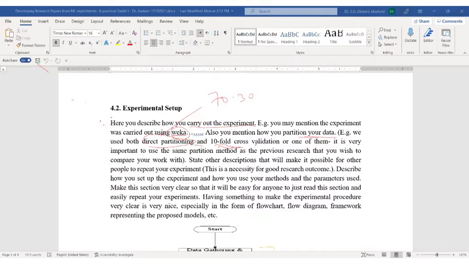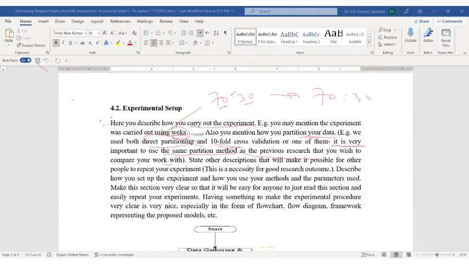Now, I mentioned something here, especially if someone published earlier than you: it is very important to use the same partition method as the previous research that you wish to compare your work with. See, you just find out someone published in an area that's very interesting to you. When they have used 70% training, 30% testing, then when you're going to write your own, you need to use the same partition. Otherwise, there will not be a basis for you to compare your work with their work.